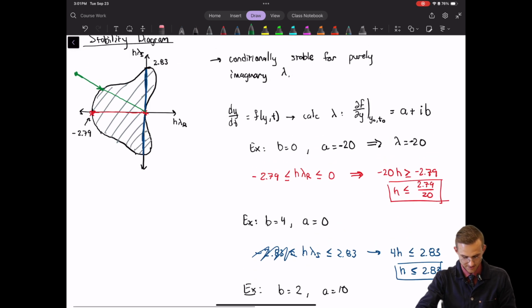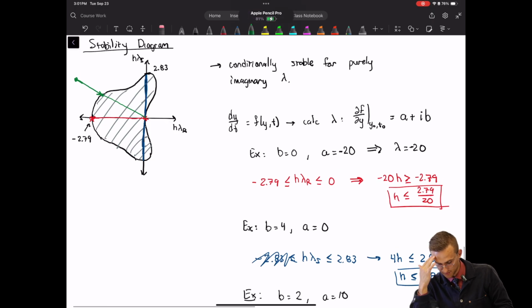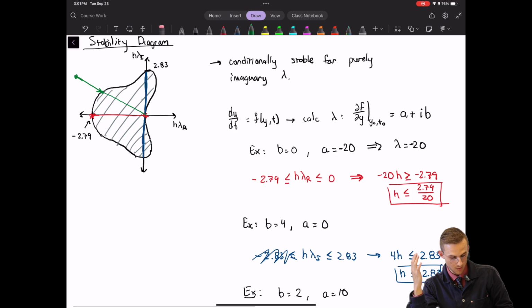That's something I didn't really explain the first time through, and it caused some people a little bit of grief on the homework. So hopefully that makes it a little clearer how you use these stability diagrams. If you have any questions about this, please come to office hours or reach out. Otherwise, that's the end of this lecture.